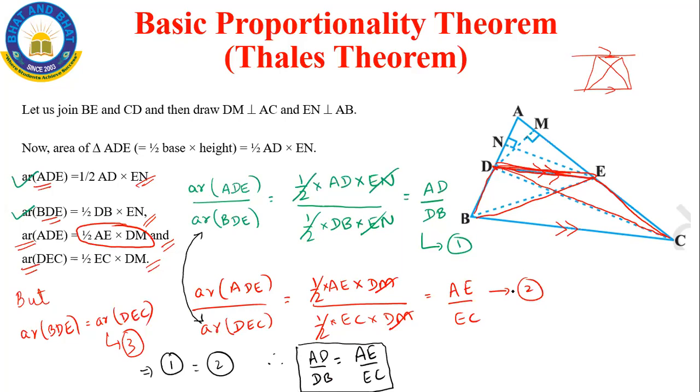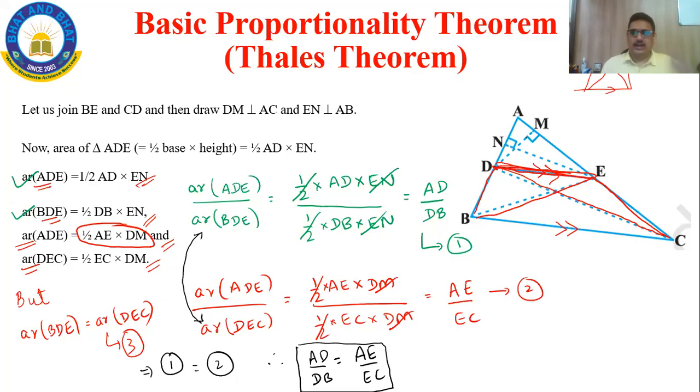So based on the concept of areas, the triangles between the same parallels and common base, the area will be equal, and we have utilized the proportionality part here. Is this clear, students? Is this clear to all of you? Did you all understand the proof?